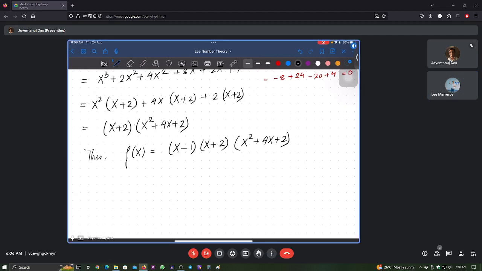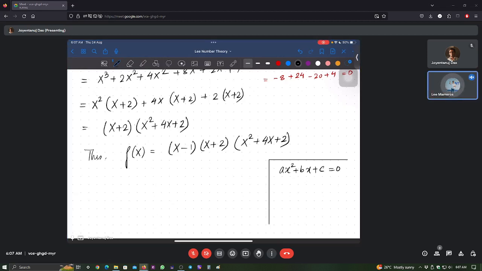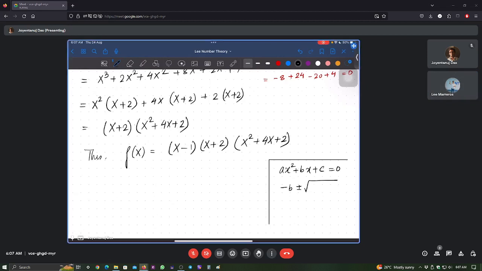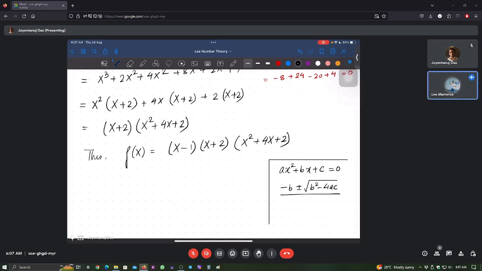So the quadratic formula you know, right? Yes, so there is a formula. Suppose the equation is ax square plus bx plus c equals 0. Then the roots are minus b plus or minus the square root of b square minus 4ac, divided by 2a. So these are the roots.